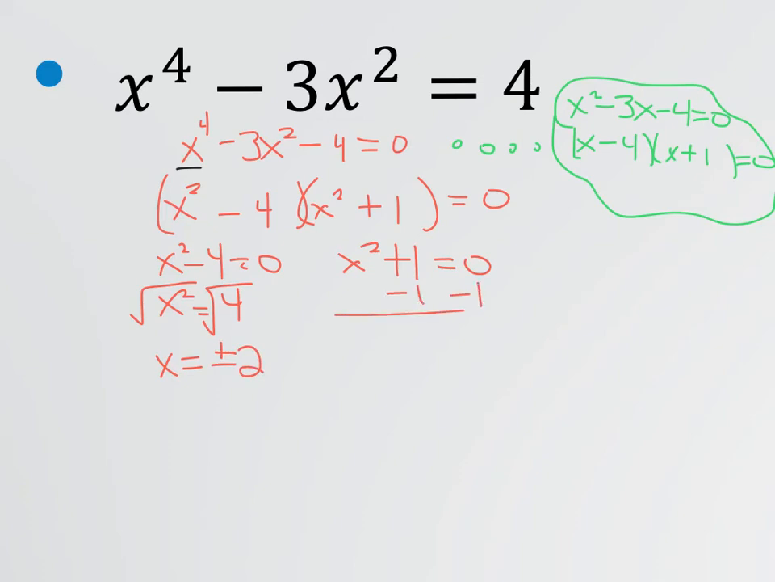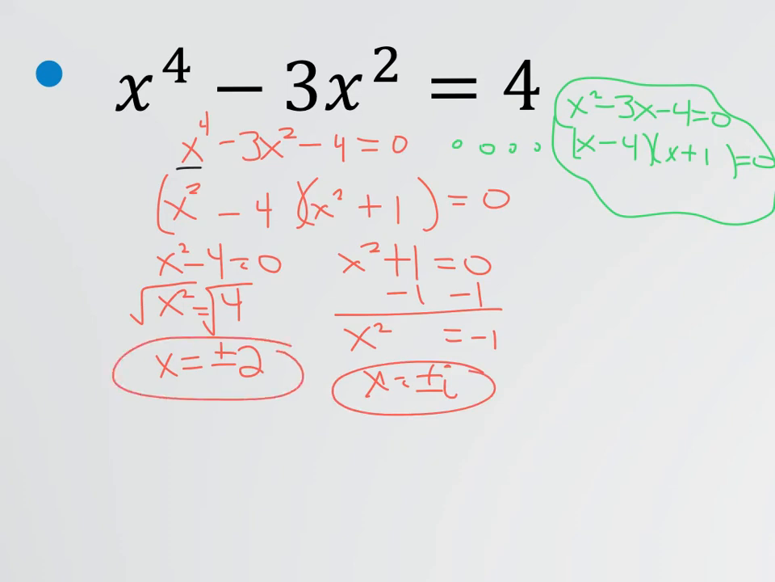And for the other guy, we'll have x squared equals -1, x equals plus or minus i, because it's the square root of -1. Now, remember I have a degree of 4, so I should have 4 answers. We have 2 here and 2 here, so we're good.